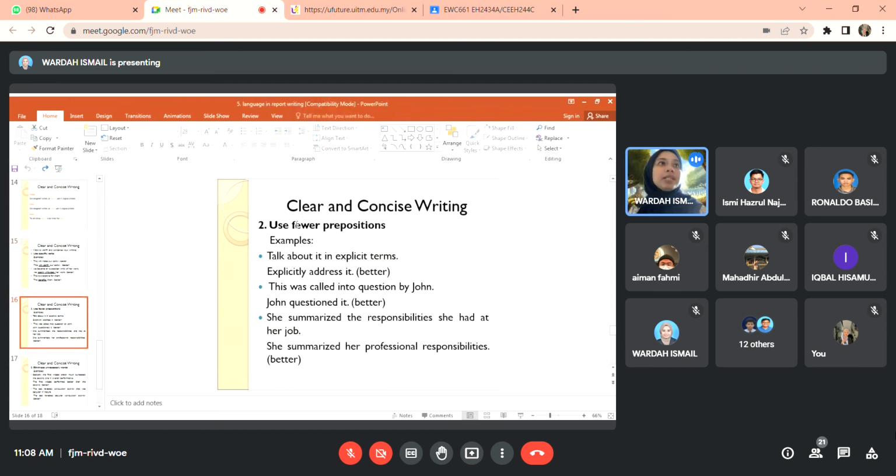Fewer prepositions. Prepositions tu yang in, on, into. Okay, so kurangkan. So for example, this was called into question by John. Okay, into. So instead of writing like that, you can just change it into John questioned it.